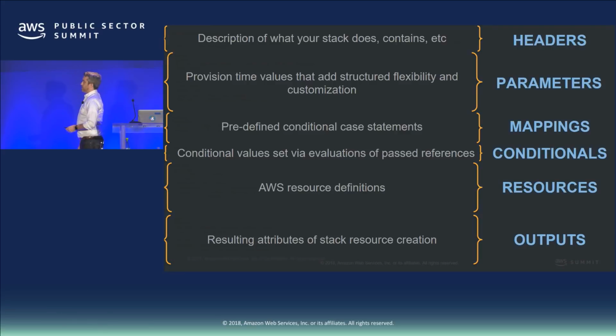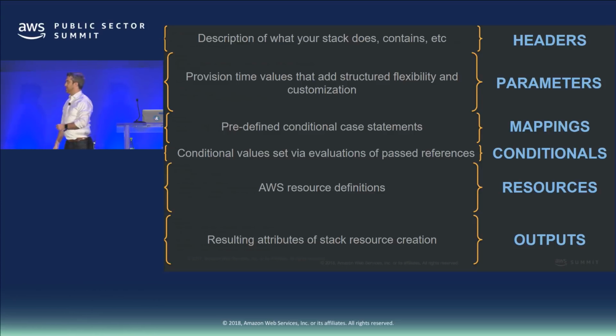And so we've already talked a little bit here about the headers and the resources, but some of the rest of these sections are just as valuable to you. So parameters are what allows you, basically at execution time, to pass in data to your CloudFormation template. This can be for all sorts of use cases of user-fed information to the template. Mappings are essentially predefined conditional case statements, and we'll talk a little bit more about this here.